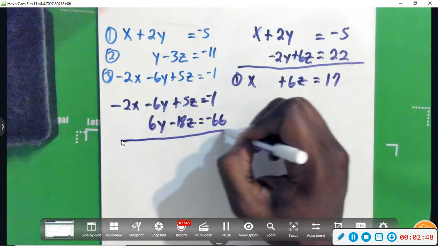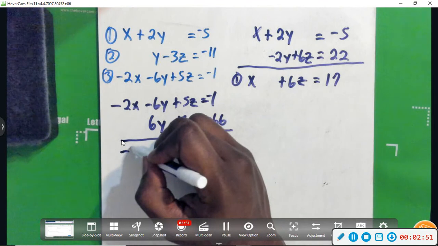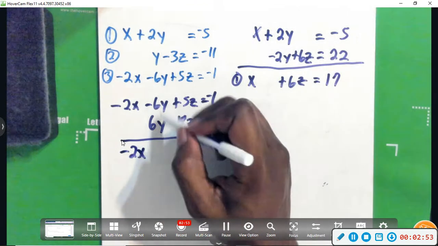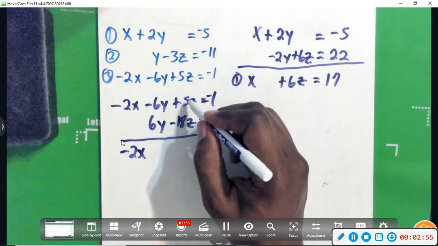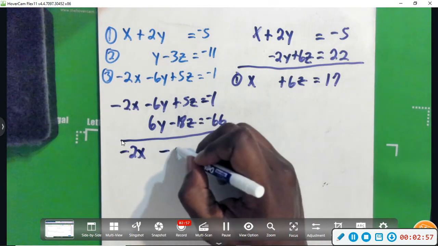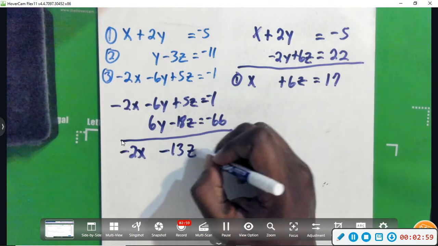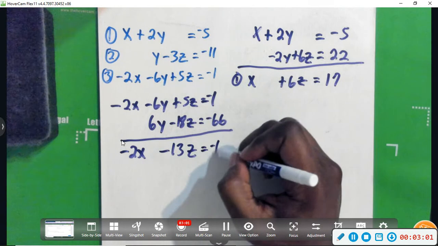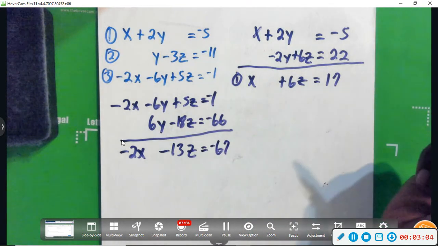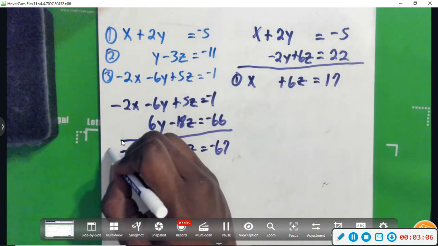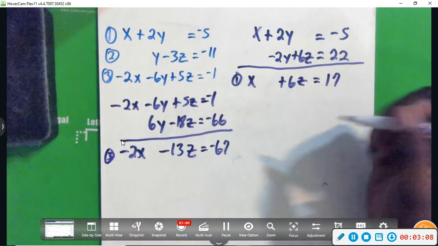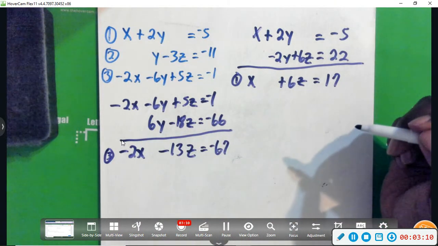Alright, now we're going to combine these two. Negative 2x, the y's cancel, and combine these, and that gives us a negative 13z equals negative 67. Alright, so this is my new equation number 3. And I'll be using one of these again pretty soon.